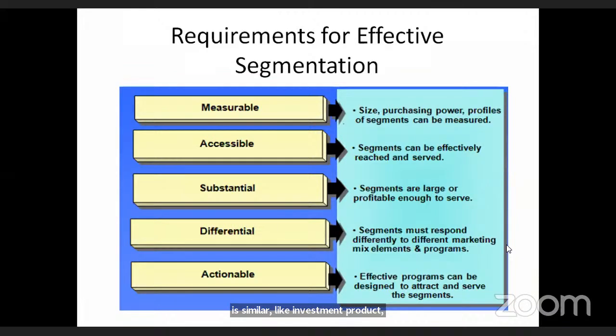So substantially, as a seller, you have to make a different strategy. You have to adopt a different strategy to make it happen. Then came to actionable. Actionable means effective programs can be designed to attract the customer and serve the segment. So one has to design very effective programs to attract the people.